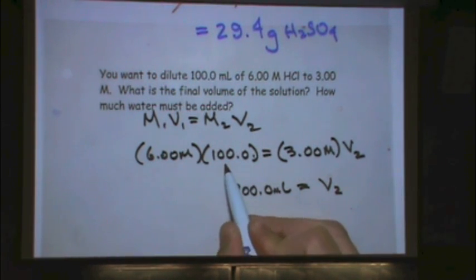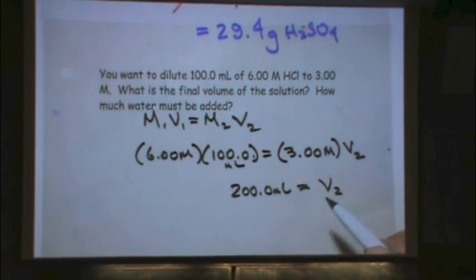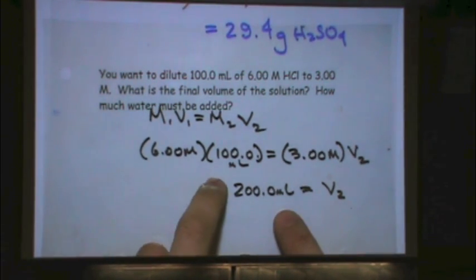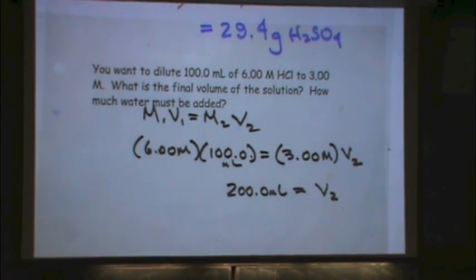Did you notice something weird? This is in milliliters, and this will be in milliliters. It's kind of weird, but this is okay, and here's the reason. Because I'm doing a pure comparison side to side, as long as my concentration units are the same and my volume units are the same, I'm okay. So it could have been in centiliters or kiloliters. It doesn't matter. As long as my initial and final are the same units, it's fine. You can convert if you feel better about it, but you don't have to.